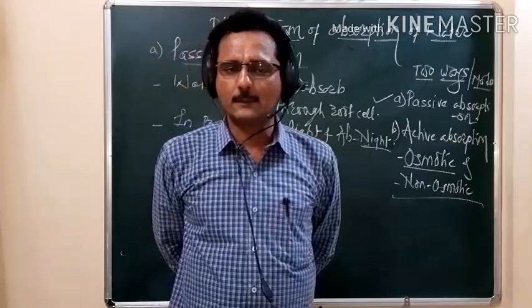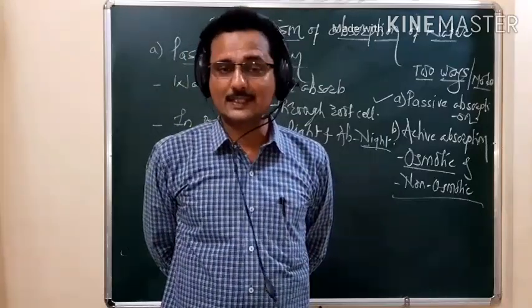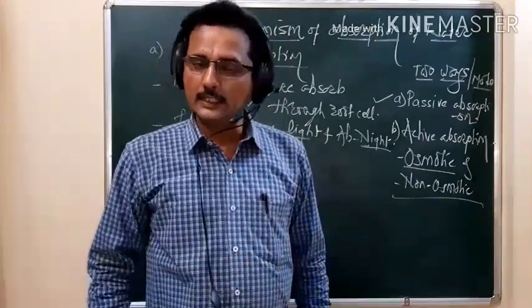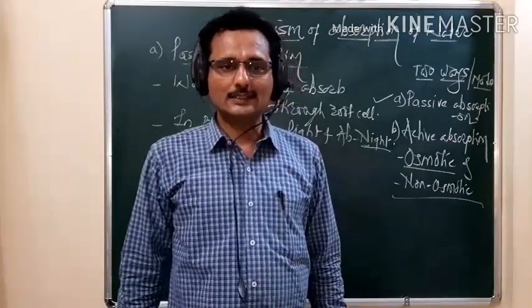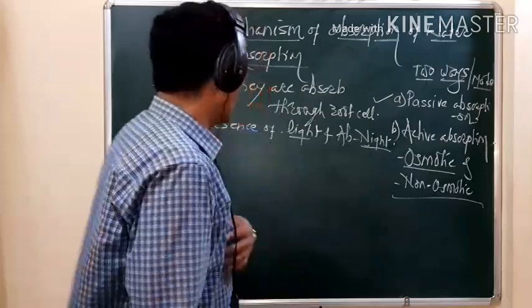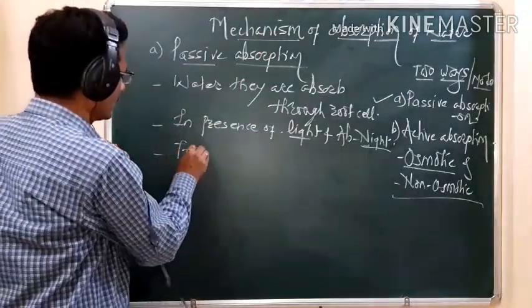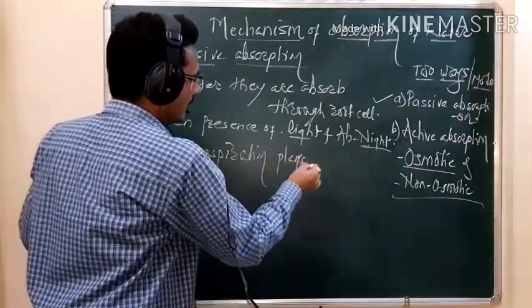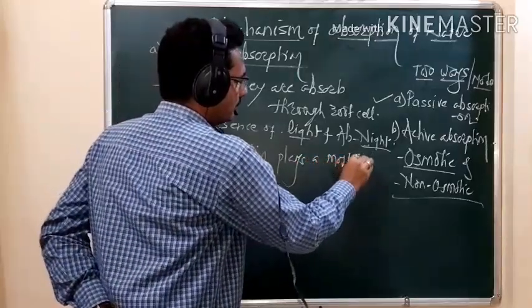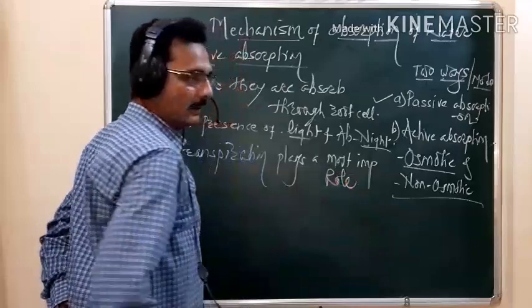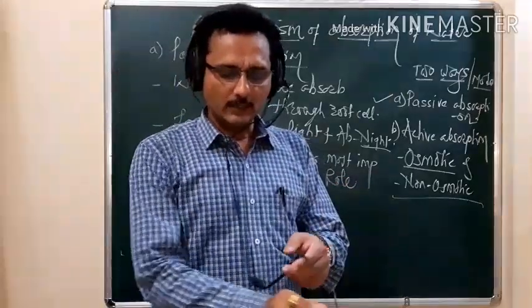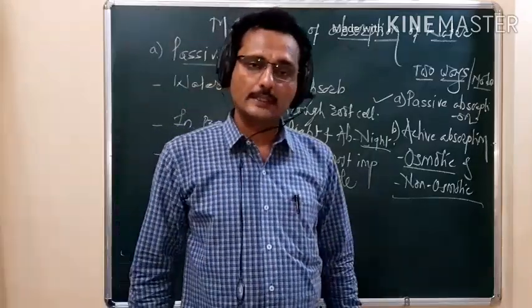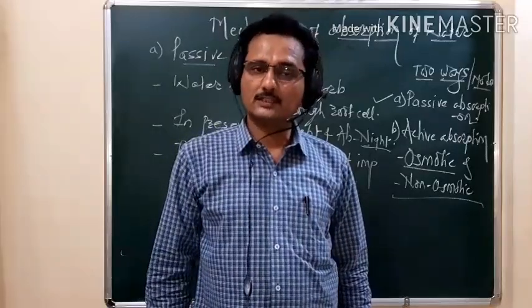Then what happens during the light? Which process is responsible for this type of passive absorption? Remember, students, in daytime or in the presence of light, transpiration plays the most important role. So in passive absorption, in the presence of light, transpiration plays the most important role.